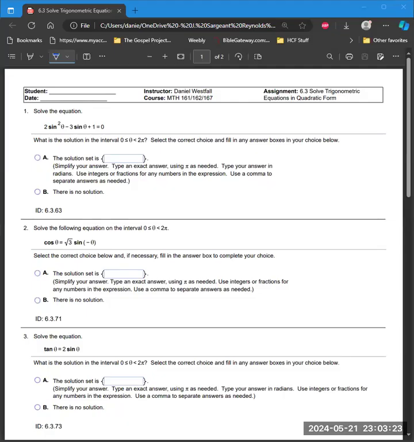In this video, we're going to solve trigonometric equations that are in quadratic form. We're going to do this with a u substitution. We're going to let u equal sine theta. So this turns into 2u squared minus 3u plus 1 equals 0.